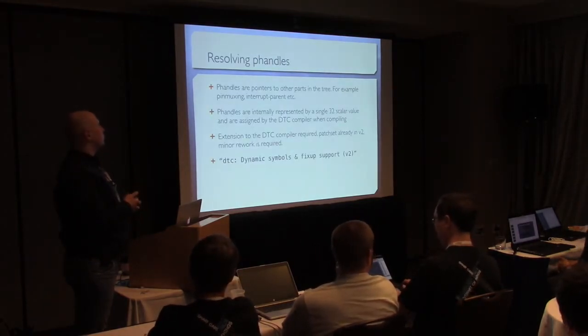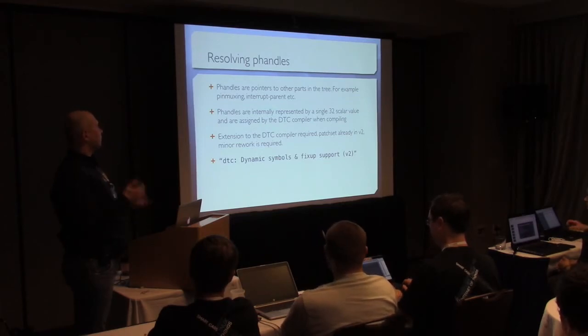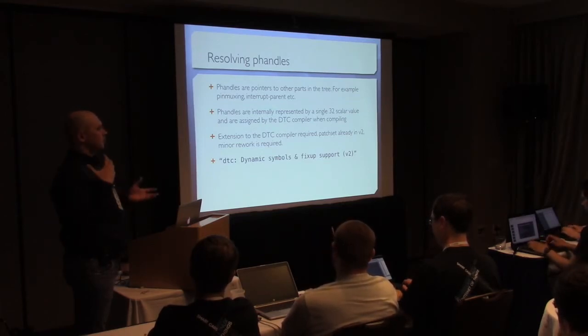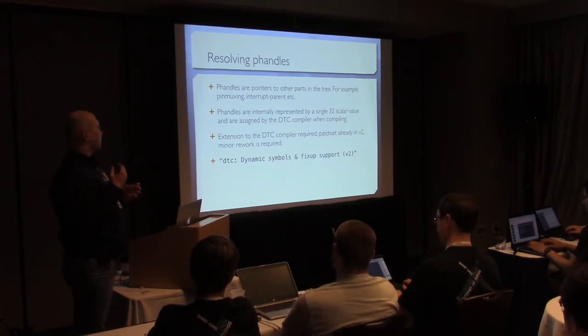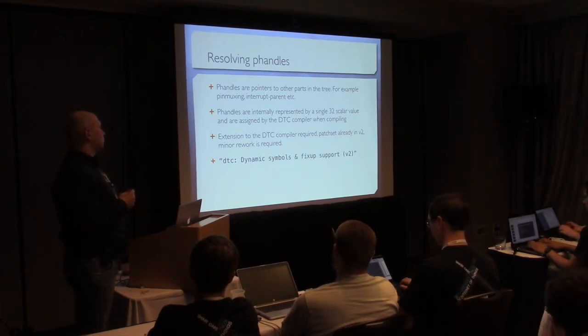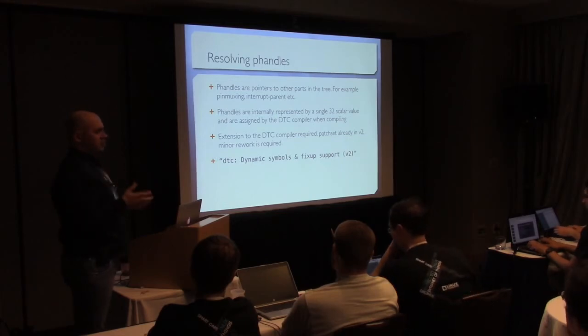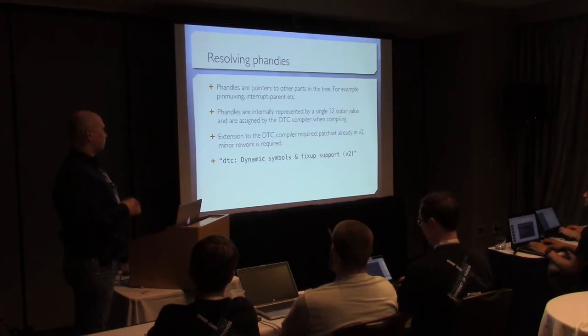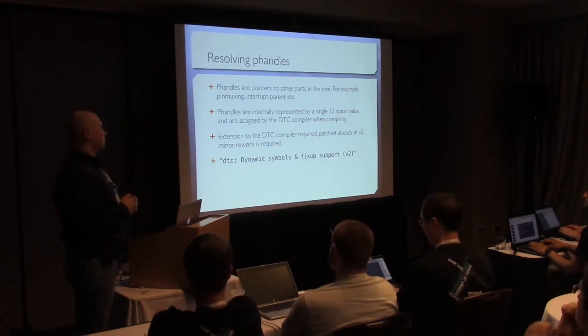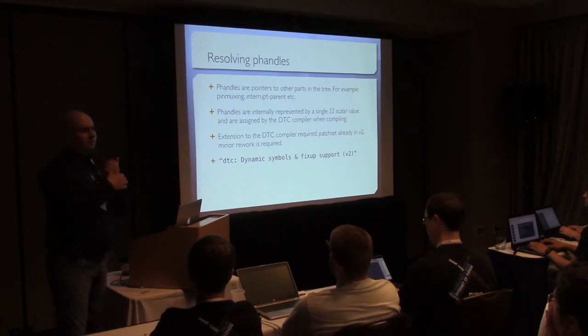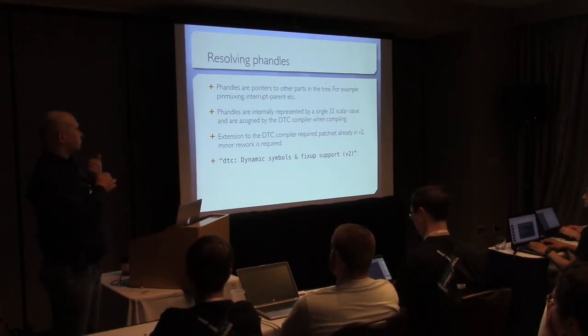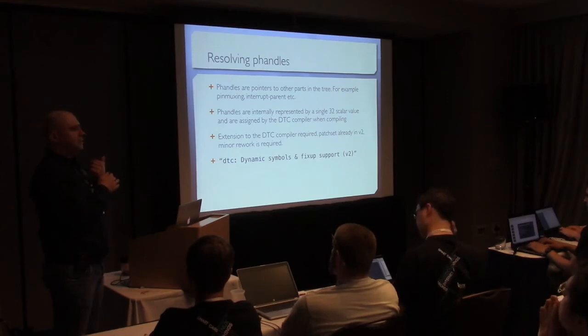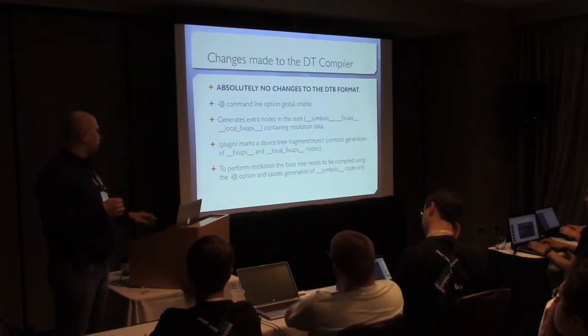So we must have a way to resolve phandles, and phandles are like pointers. A phandle is just an integer, and they are assigned by the DTC compiler, and we need a way to patch the device tree compiler to support all that stuff. There is a patch already floating by. It's under review. It's actually on version 3 now. So it will probably get in, but not without a little bit more work.